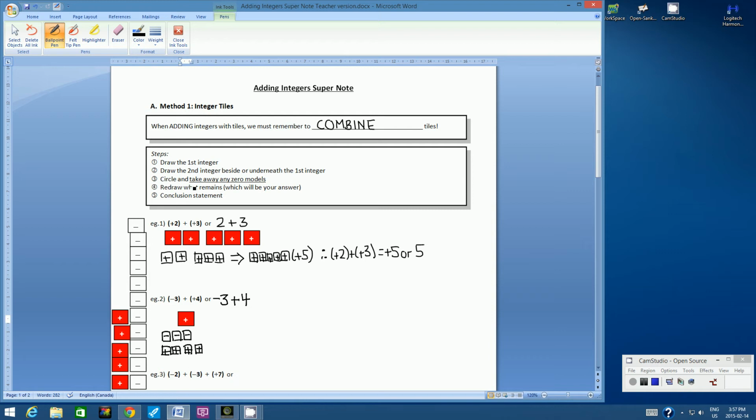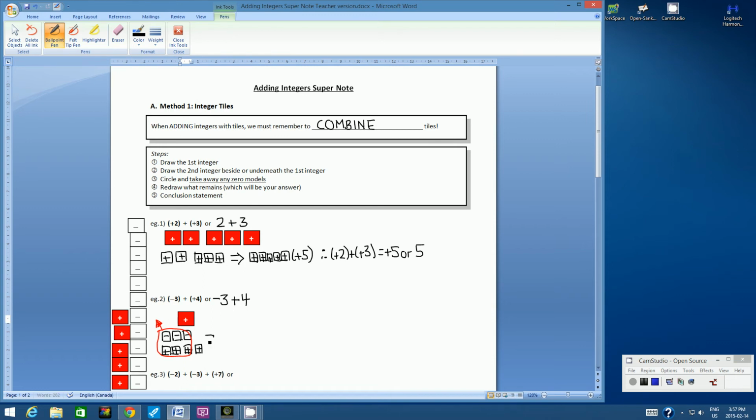Number 3, circle and take away any zero models. What I want you to do this time is circle all 3 zero models with one loop. Normally, in the past, we've circled each individual zero model, but for these questions, I want you to circle all zero models with one loop, and then, very importantly, draw this arrow to show that they're being taken away. Unlike the tiles that we can just move off of our area, we can't just move a diagram off the page. All right, so now, number 4, redraw what remains, which will be your answer.